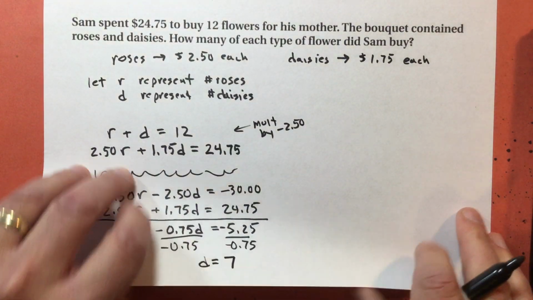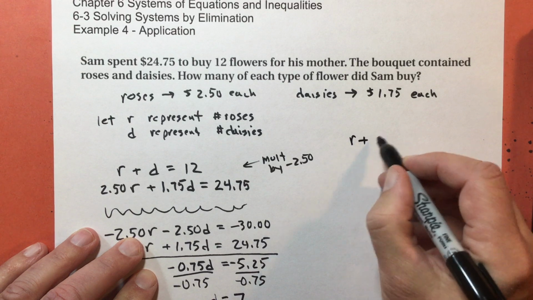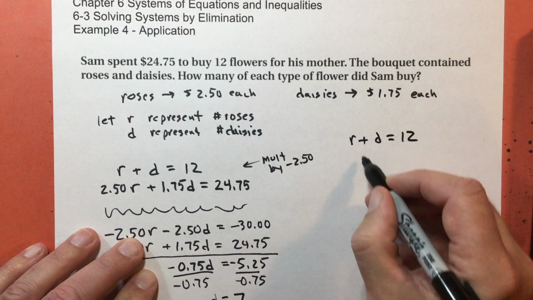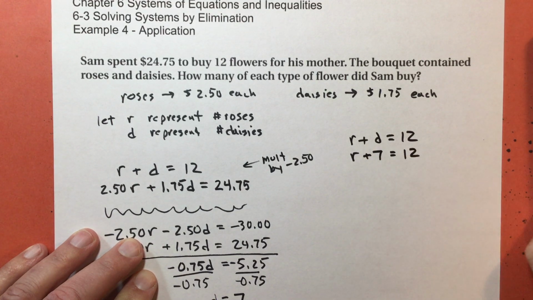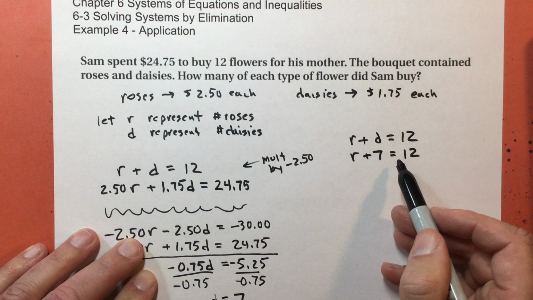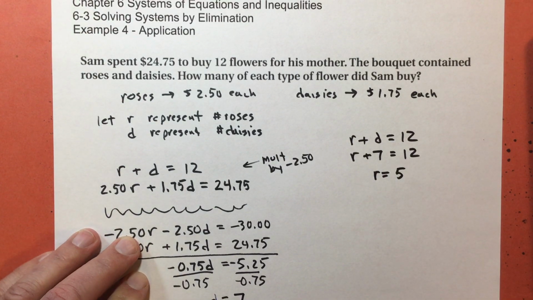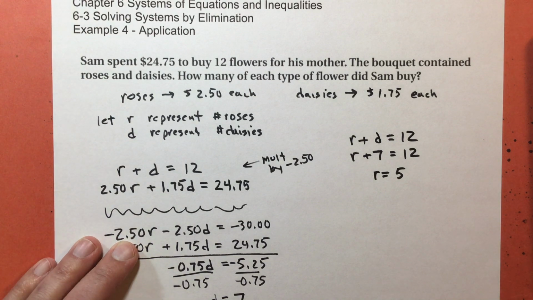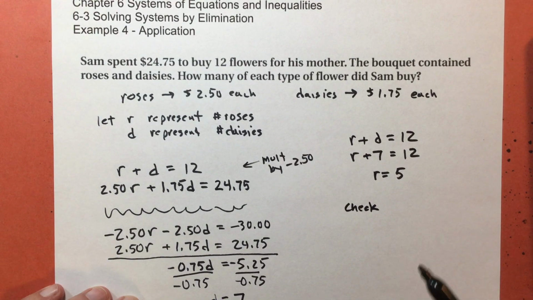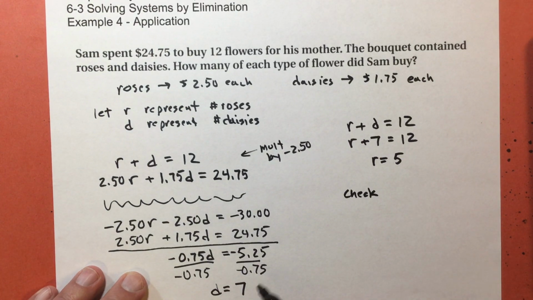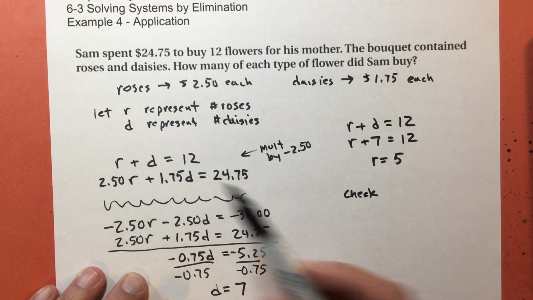Cool. Now, I know that the number of roses plus the number of daisies equals 12. So the number of roses plus 7 flowers equals 12. And if I add negative 7 to both sides, that tells me that he bought 5 roses. All right, so now we're going to check. Now the first part of the check, I'm running out of space here. The first part of the check is just, does 7 plus 5 equal 12? Or actually 5 plus 7, does that equal 12? Yes, it does, all right?